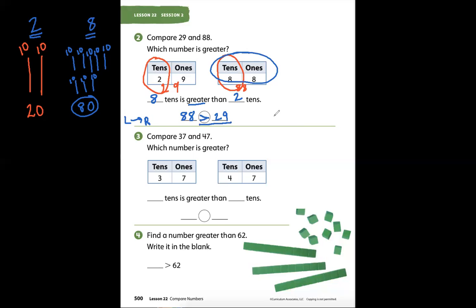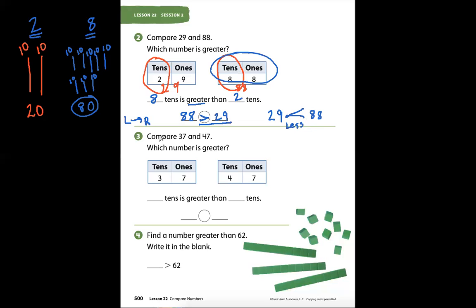I could also say that 29 is what? 29 is less than 88, or 29 is fewer than 88.